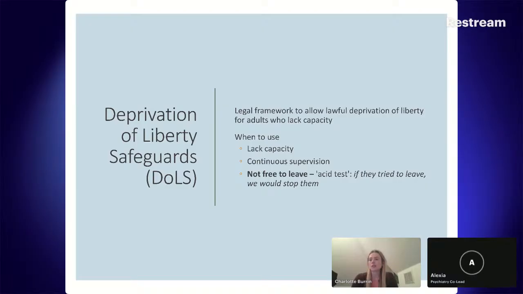The acid test, as we call it, is that the patient would not be free to leave if we tried to stop them. And what that means is that, again, often you might have a patient with dementia who is lying placidly in bed. They're not trying to leave. They're not making any efforts to go. But if they were to try to leave, we would stop them.